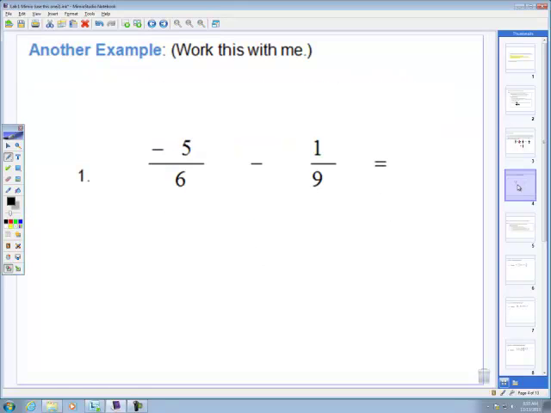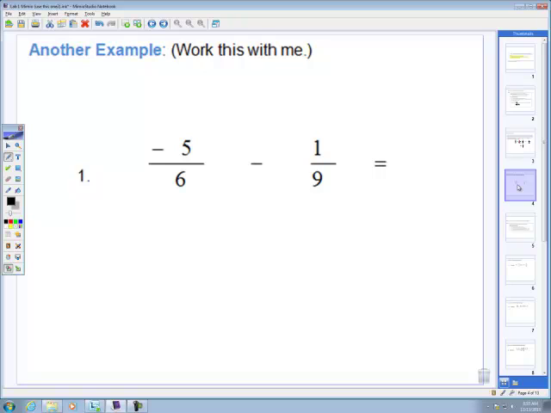All right, let's practice another problem. Work this one with me. Negative 5/6 minus 1/9. So in order to subtract these two fractions, we'll need a common denominator. What would our least common denominator be?